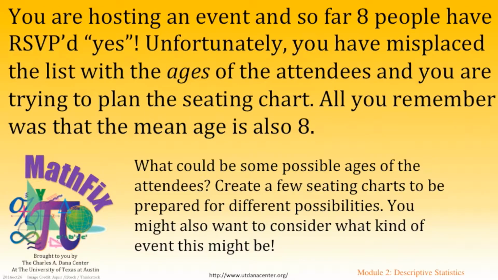Students are asked to come up with several different seating charts for an event where the only information they know is that 8 people have RSVP'd to attend, and the mean age of the attendees is also 8. Where might students start with this? Let's jump in.